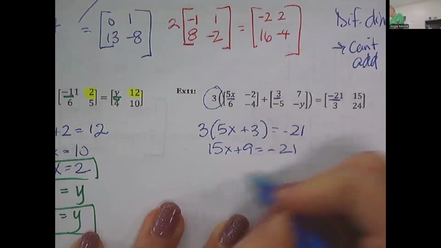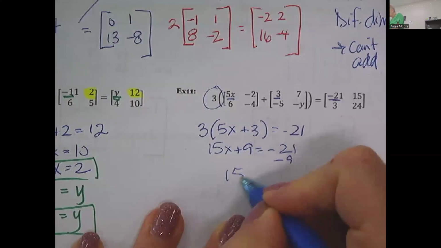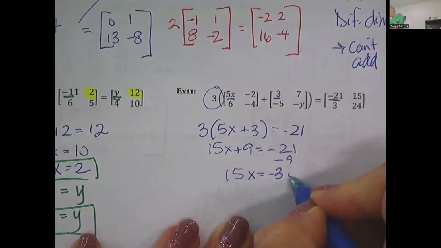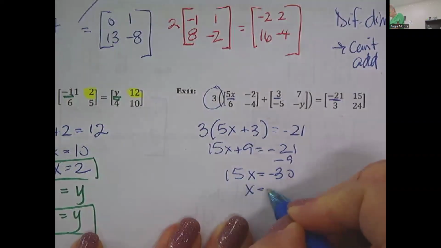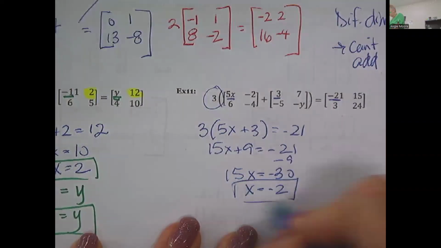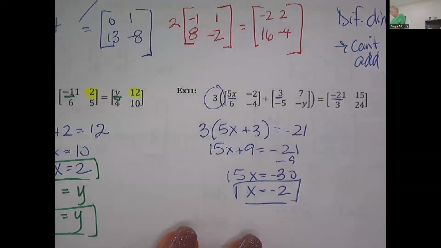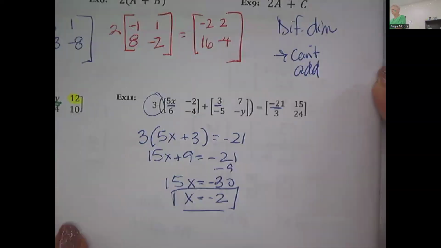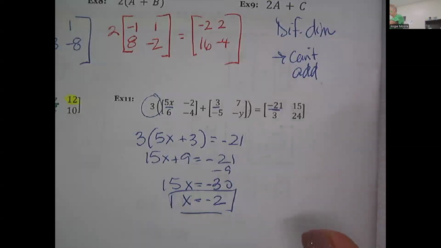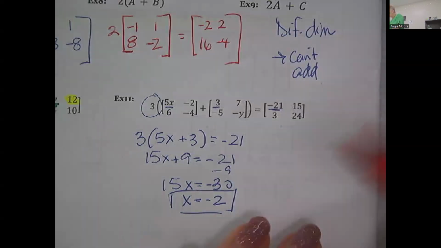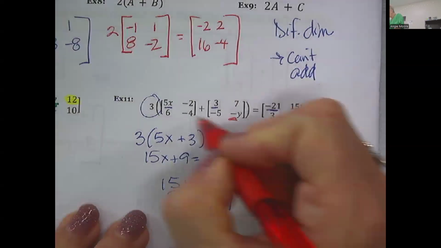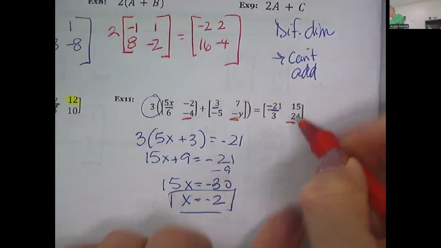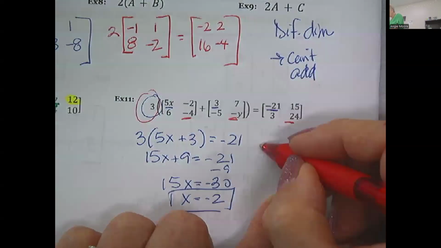I will be quiet a minute. I got x equals negative 2. And then solve for your y. And I'd say pause it really quick. Go try this. See if you can get it. Find all your y positions. And don't forget your 3.